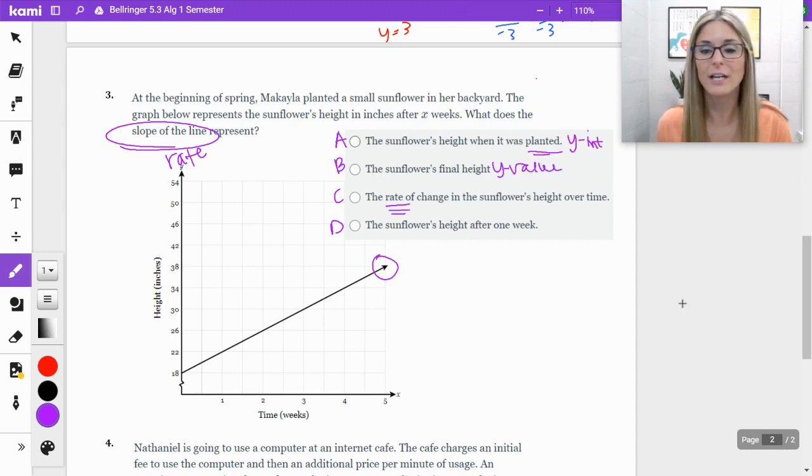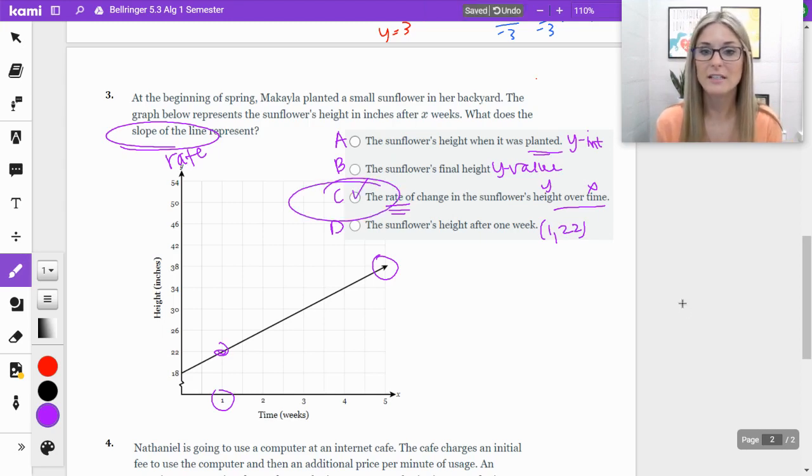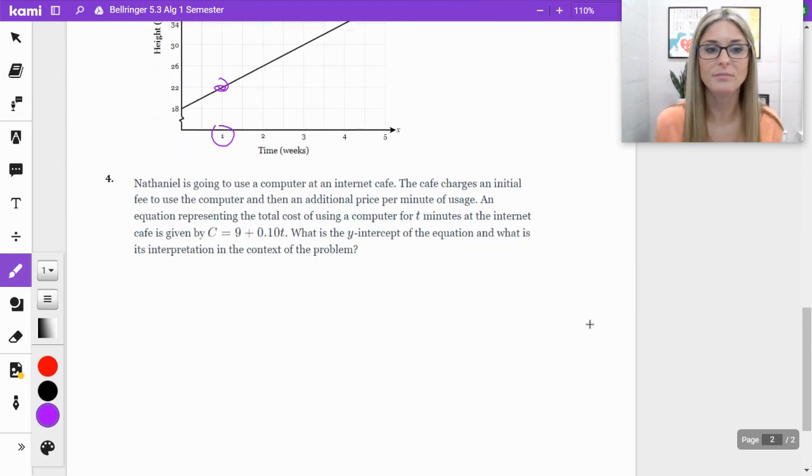C, the rate of change. I'm loving that. Rate of change in the sunflower's height over time. That's our y value over our x value. Rise over run. Yes, loving it. D says the sunflower's height after 1 week. That would relate to maybe the point 1, 2, 2. That's a place on our graph. So best choice is C. The rate of change in the sunflower's height over time is what the slope would represent in the context of this problem. Read those carefully. Sometimes these are hard for students to decipher.